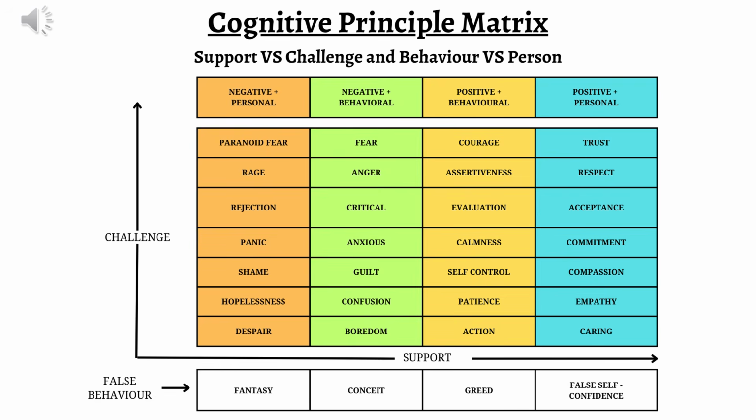So if you look at those 4 examples, it's clear that you'd rather work in column 4, positive and personal, than work for me in column 1, where it's negative and personal. And that's the purpose of the cognitive behavioural matrix, to move you out of the very bad habits of negative and personal right through to the very positive habits of positive and personal.